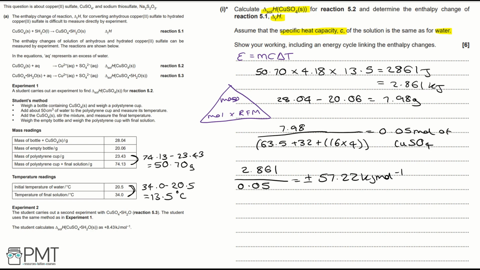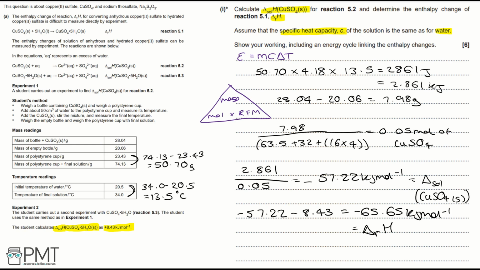But we're asked to work out the enthalpy change of solution and the enthalpy change of the reaction. So we've worked out the enthalpy change of solution, that's our minus 57.22 kilojoules per mole. To work out the enthalpy change of reaction, we need to minus our enthalpy change of solution of our hydrated copper 2 sulfate, which is 8.43 kilojoules per mole. So that's minus 57.22 minus 8.43. That equals minus 65.65 kilojoules per mole. And that is equal to our enthalpy change of reaction.